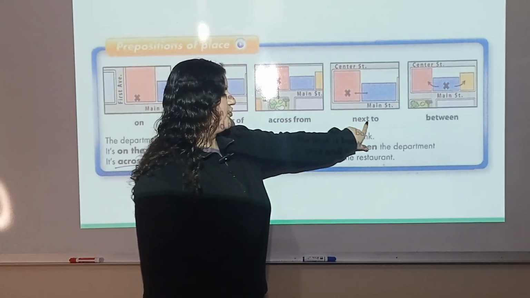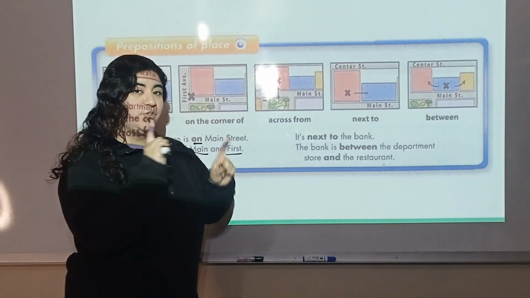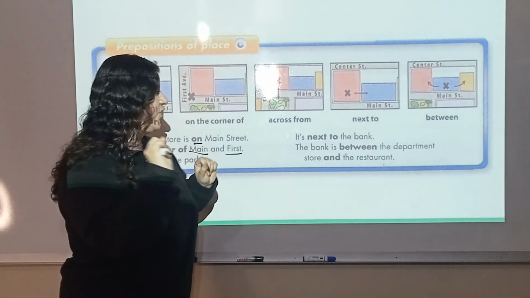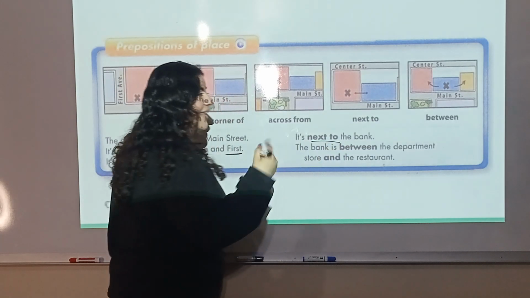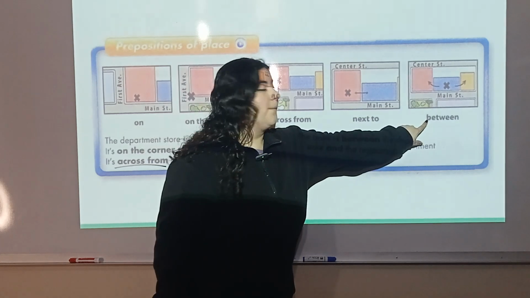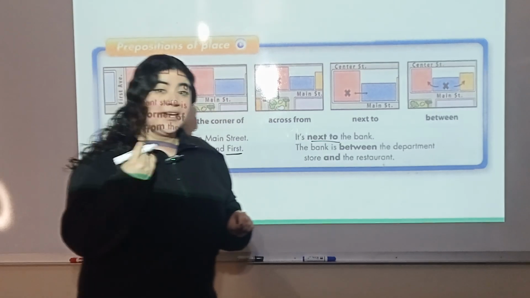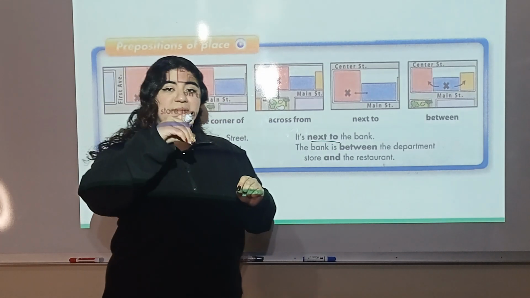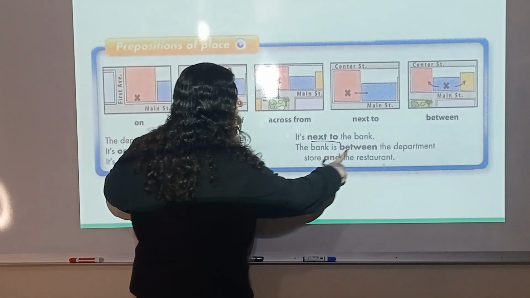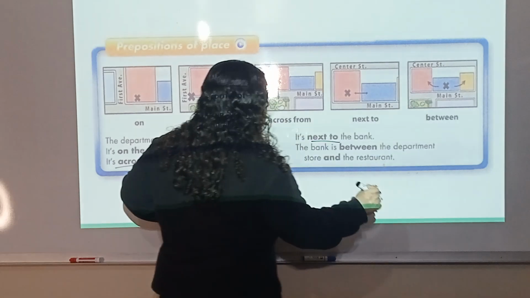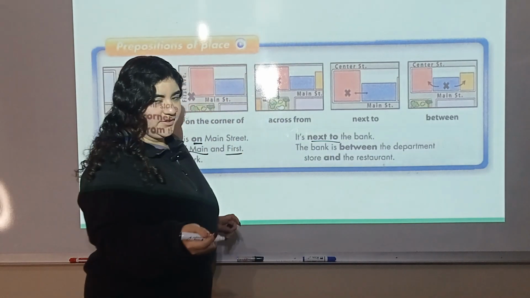Then we have next to, which we're going to be using when two places are beside each other. For example, it's next to the bank. And lastly, we're going to be using between when a place is placed right in the middle of one place and another. For example, the bank is between the department store and the restaurant.